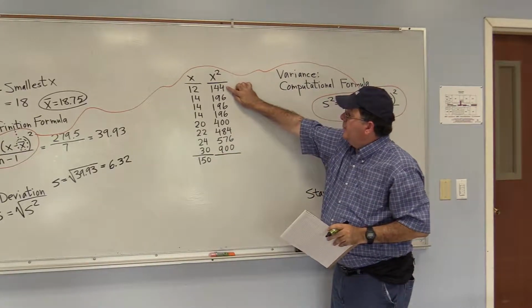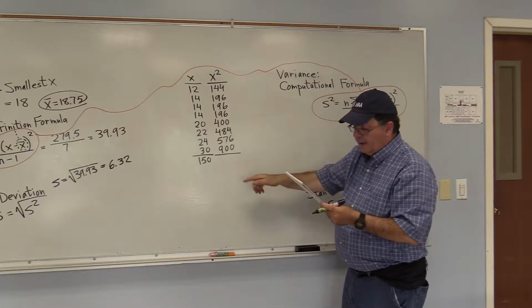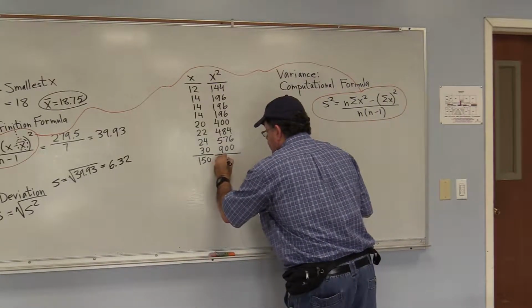Now I add up all the numbers in the x squared column, and I get 3,092.